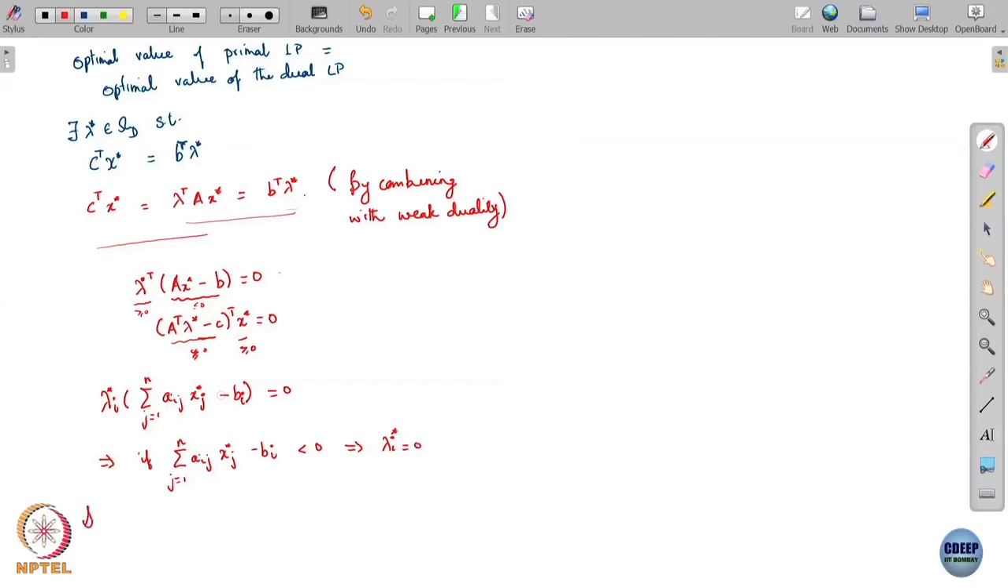And similarly, we can show the other way around, the sum over j. If this inequality holds strictly, then the corresponding x star j must be equal to 0. So this is one direction of the complementary slackness condition. What we have concluded so far is if x star is optimal, then these complementary slackness conditions must hold. Now, let us look at the other direction, part 2.